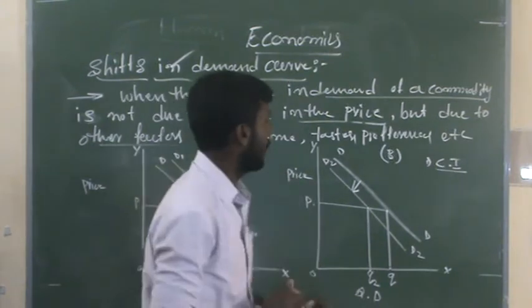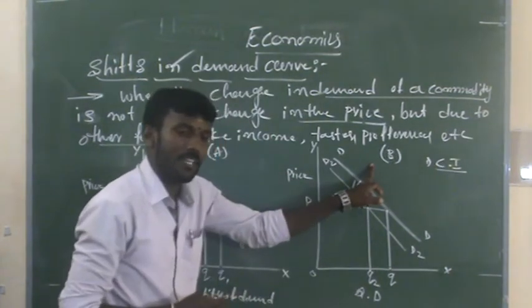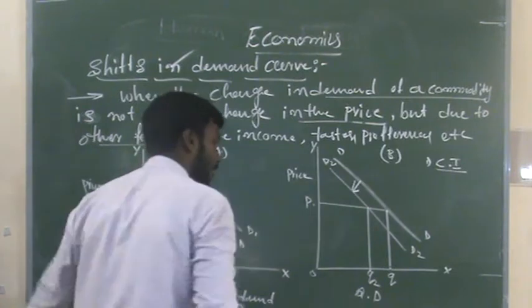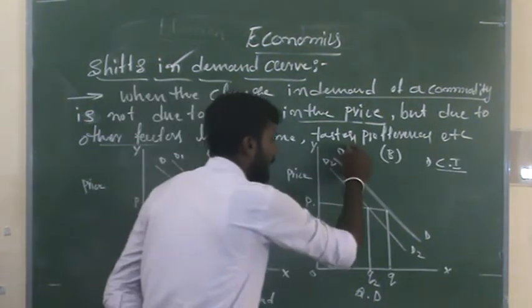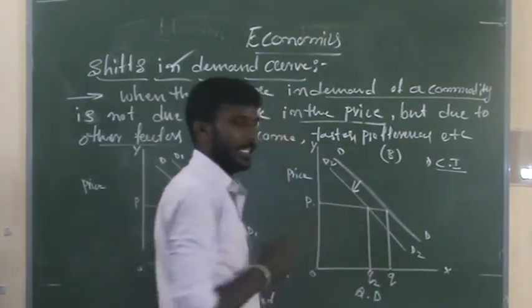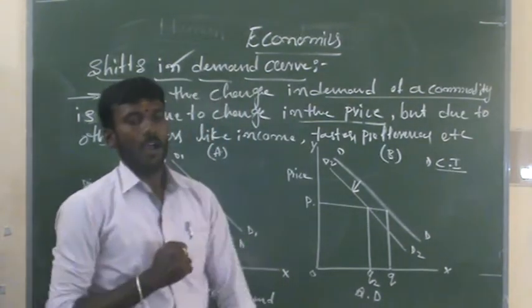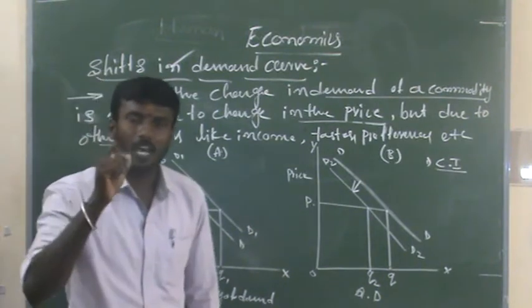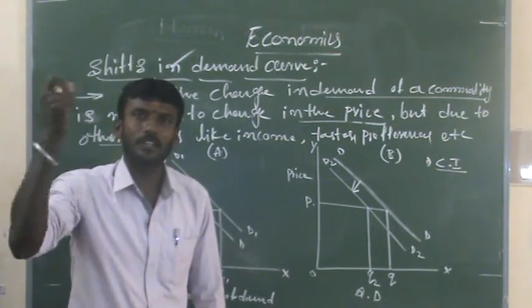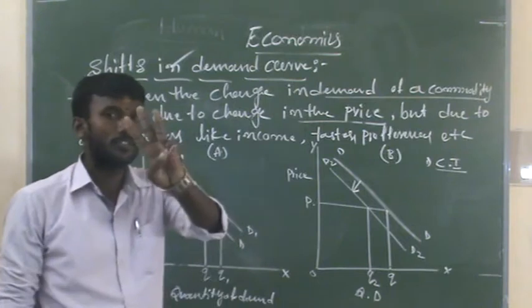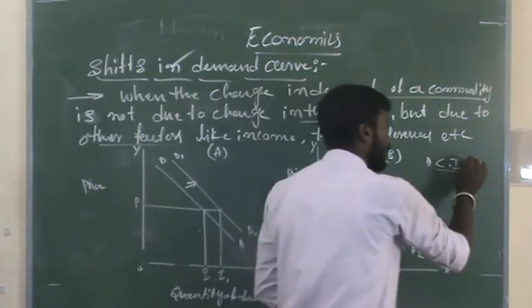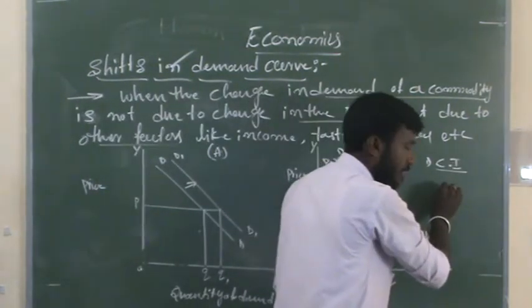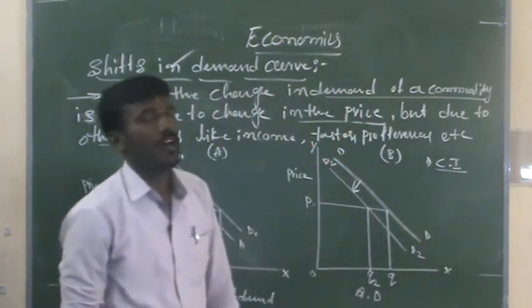So at such a time the demand curve also shifts to the leftward or downward, I mean DD to D2. See, one thing is very clear: how do you know that the demand curve will be shifting upwards or downwards? Due to three causes. One is consumer income, consumer tastes and preferences, and the price of the related goods.